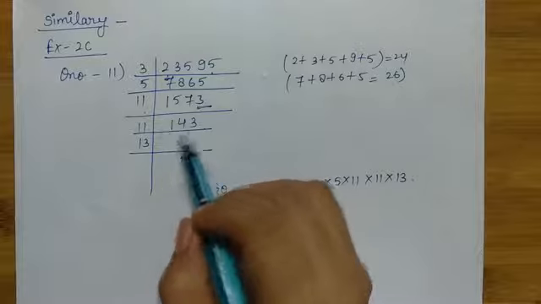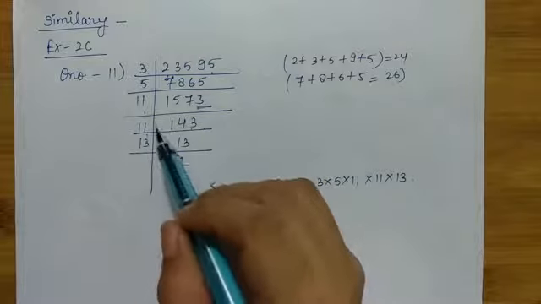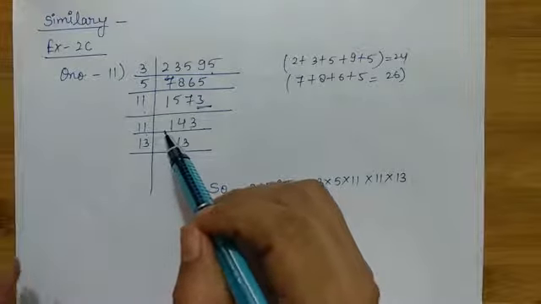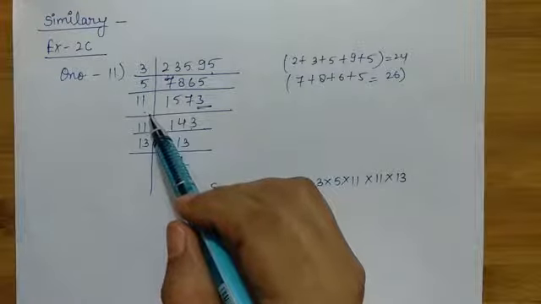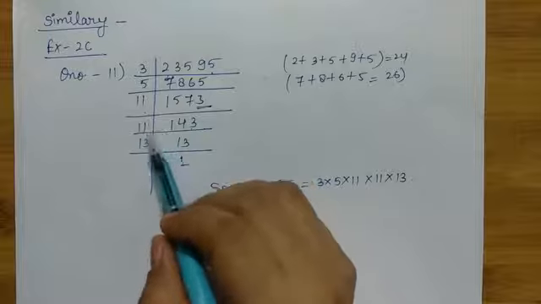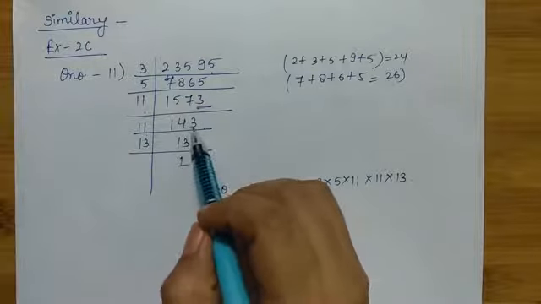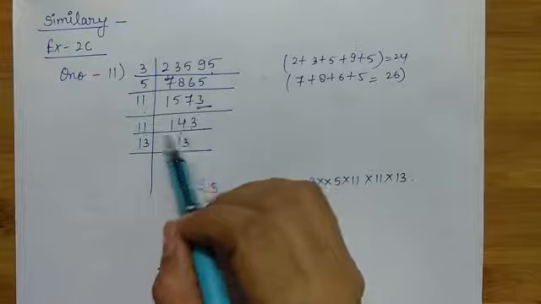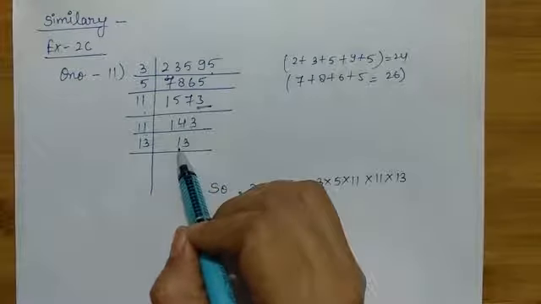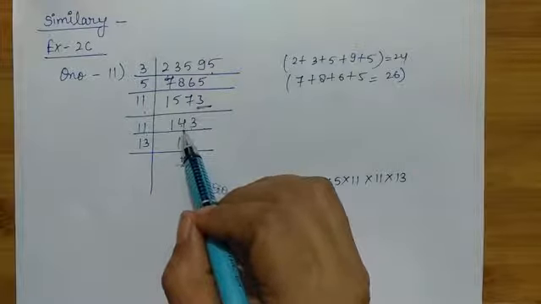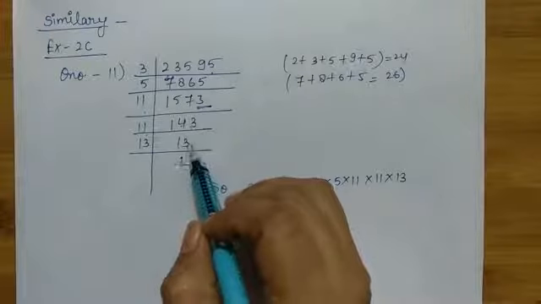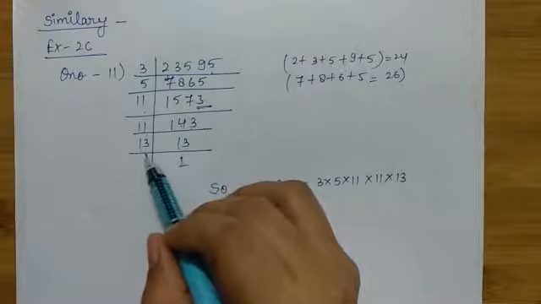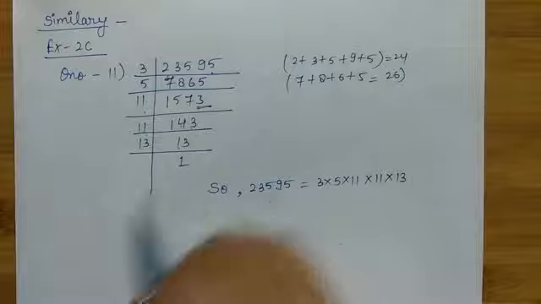Then further we check for 11, because we cannot go back to 7, 5 and 3. Once we have increased, we will not go for the lower number. We have to increase always. So again we can check for 11 if it is divisible or not. 11 ones are 11, we have got 1. Then we are left with 3, and 11 threes are 33. We have got 13 over here. And now 13 can be divisible only by 13 because it is a prime number, and we got 1.